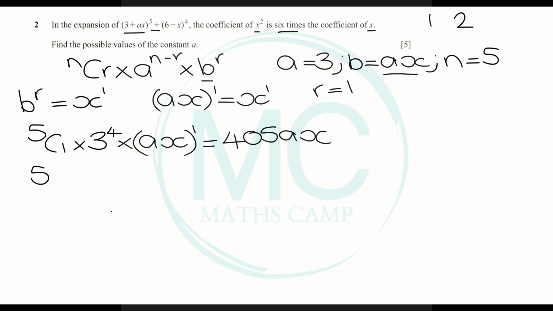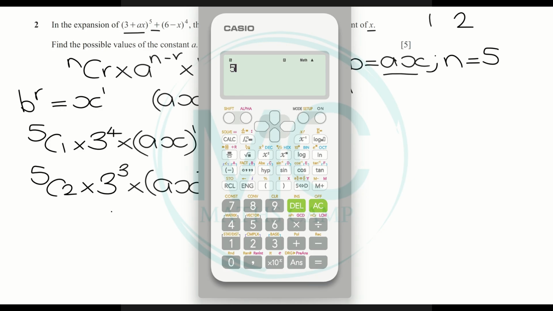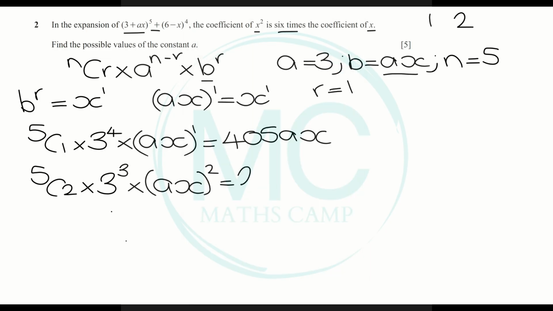Now let's find the square term, which means that r is equal to 2. So we can say 5C2 multiplied by 3 with an exponent of 5 minus 2, which is 3, multiplied by ax squared is equal to, take your calculator, 5C2 multiplied by 3 cubed is equal to 270. That becomes 270a squared x squared. These are the two terms we need to consider from the expansion of this bracket.